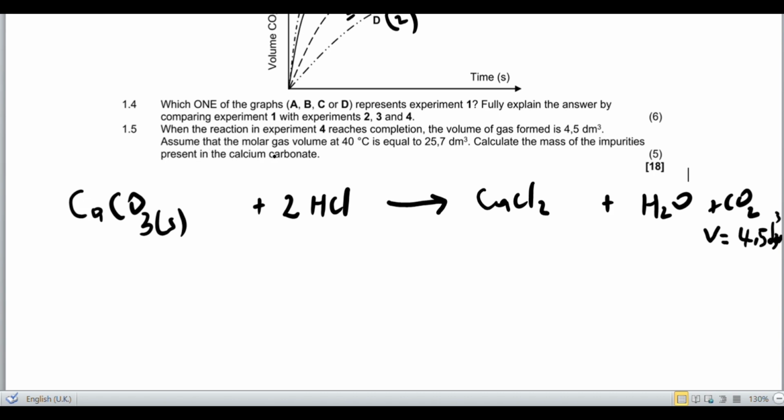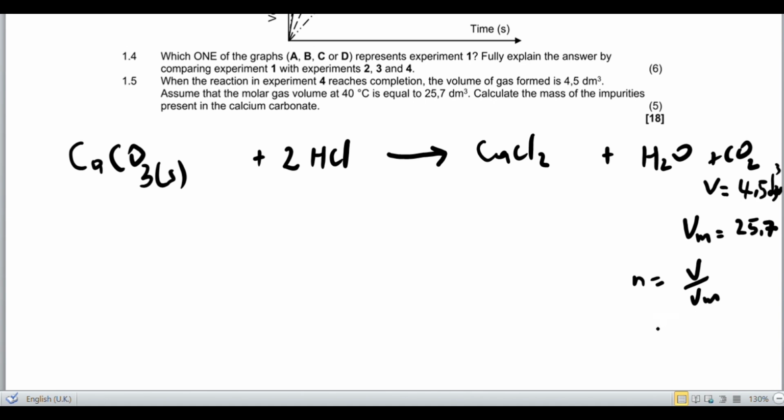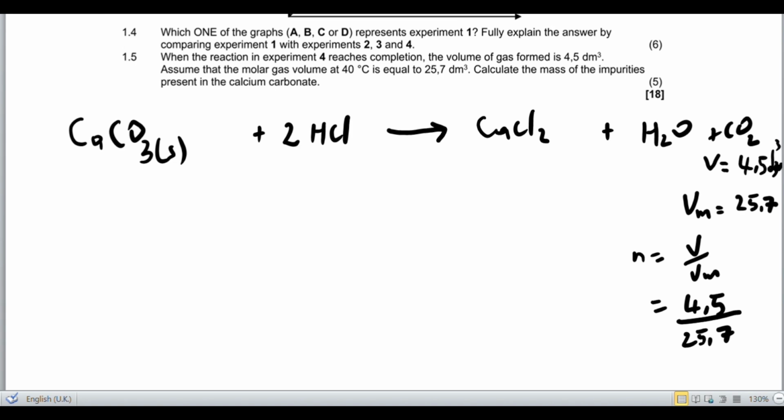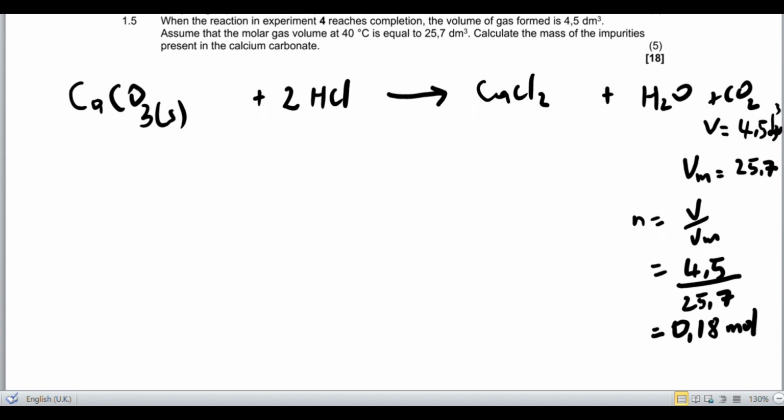Assume that the molar gas volume at 40 degrees Celsius is equal to 25.7 mole per dm cube. So we can use this formula to get the number of moles, V over Vm. Take out the formula sheet. The volume is 4.5, Vm is 25.7. Press the calculator. So that is the number of moles of carbon dioxide. Let's go back to the equation.